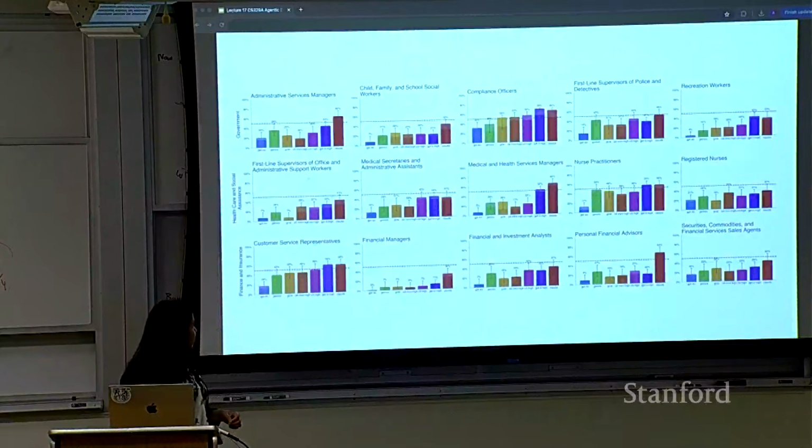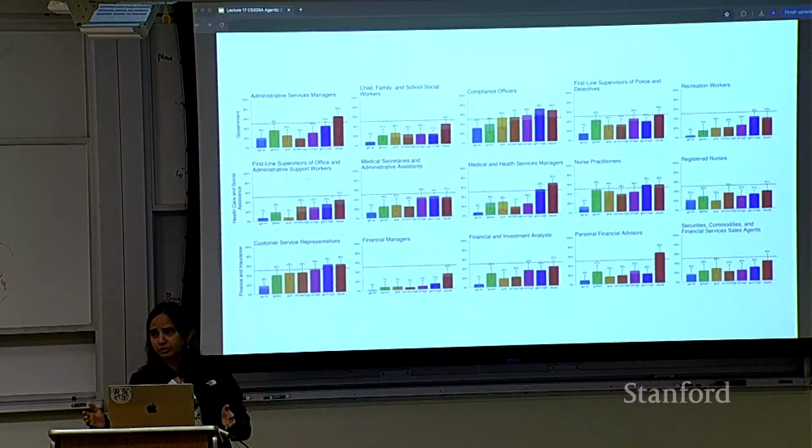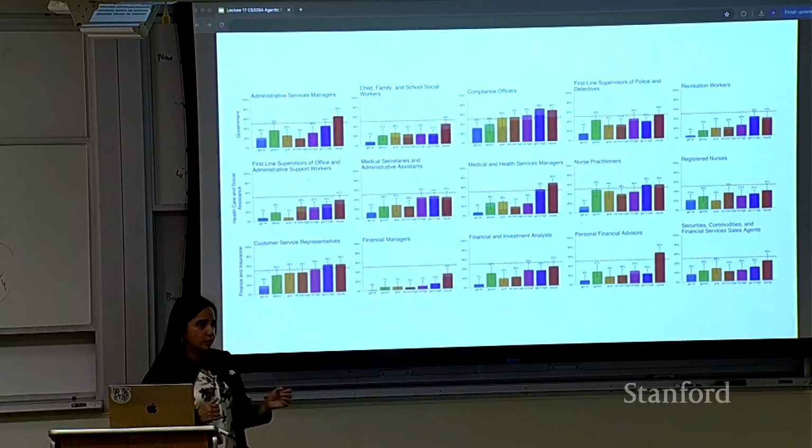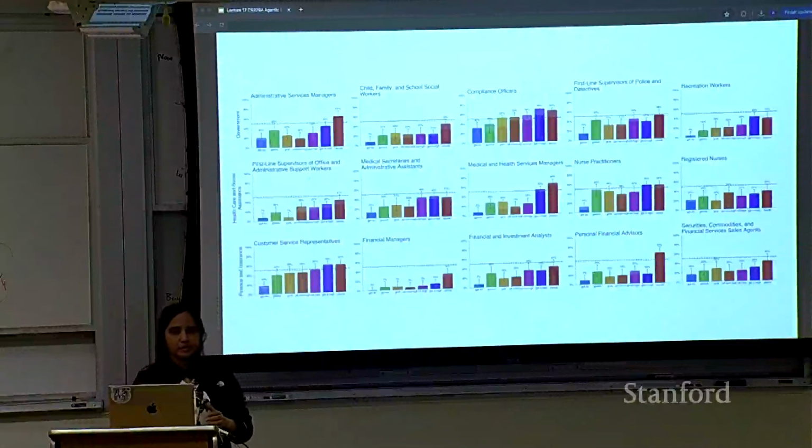Okay, this is another one of those plots, but let's just focus on where we're seeing the models do extremely well. In government, the administrative service managers and compliance officers, multiple models are doing extremely well. In medical and health service managers, those tasks, multiple models are doing extremely well. In personal financial advisors and customer service representatives also, you're starting to see that the models are doing extremely well. But in general, this gives you a glossary or a taxonomy of the set of tasks that the models are starting to perform well in. And if you're looking at other tasks where the models are failing, I think this is a very good way to get a starting point on what the models are failing at.